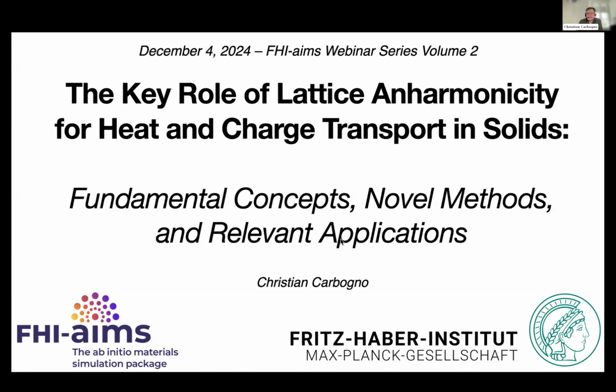So let's start. As already mentioned, I'm going to talk about heat and charge transport in solids, and I will try to basically evolve this talk around really the concept of anharmonicity and how anharmonicity drives these transports. And besides introducing these concepts, I will show you how we can use established and also novel methods to address these questions and then to apply these methodologies to relevant applications. But let's now really dive into the topic.